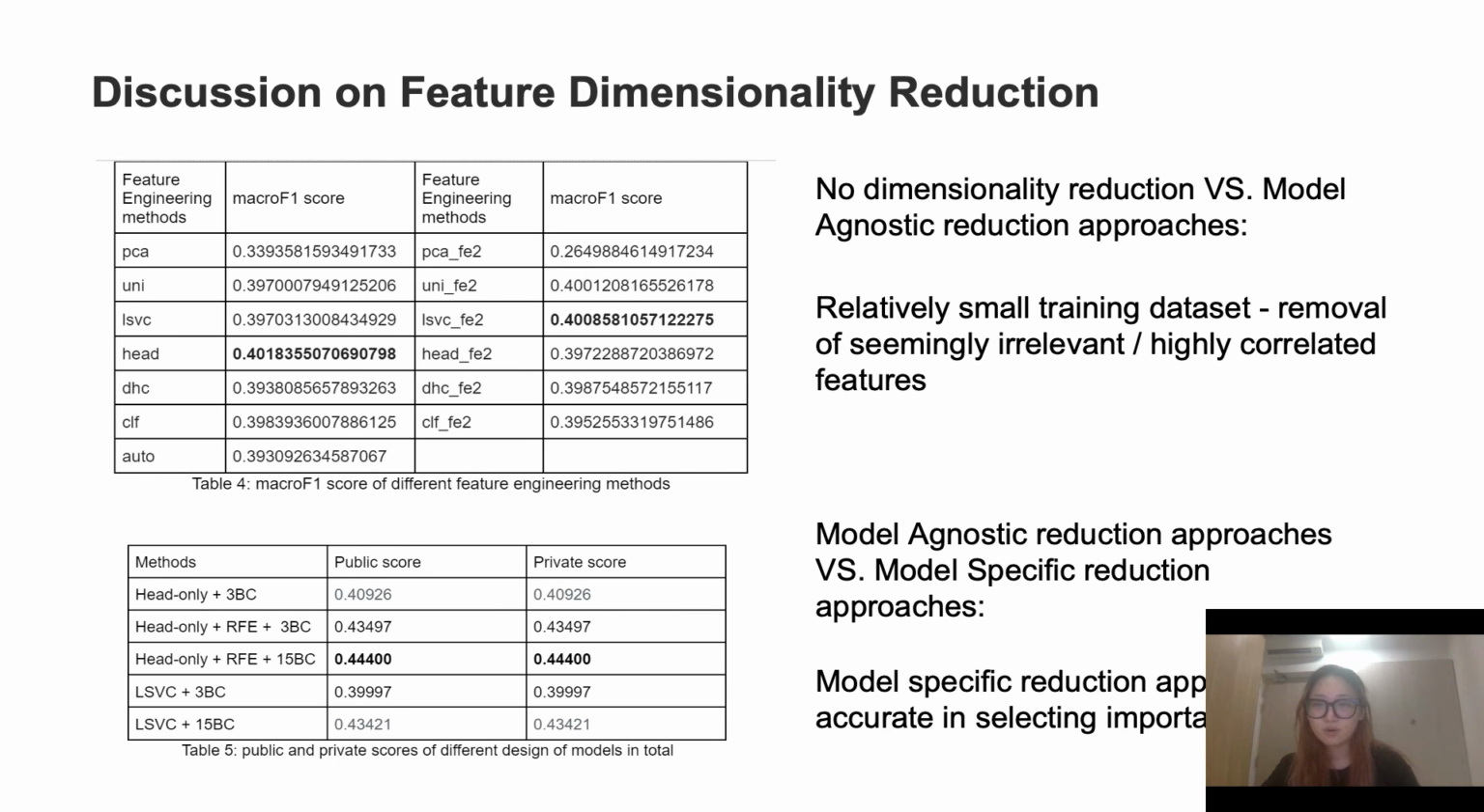As we have a relatively small training dataset, it is possible that these dimensionality reduction techniques in table 4 were swayed to believe that some of the features are correlated or that they contribute little to the prediction, when they in fact are not correlated and play a part in the prediction. From table 5, however, we observe that RFE boosts the accuracy of models significantly. After analyzing the characteristics of the techniques, we realize that model-specific dimensionality reduction methods like RFE may be more accurate than model-agnostic methods in table 4.